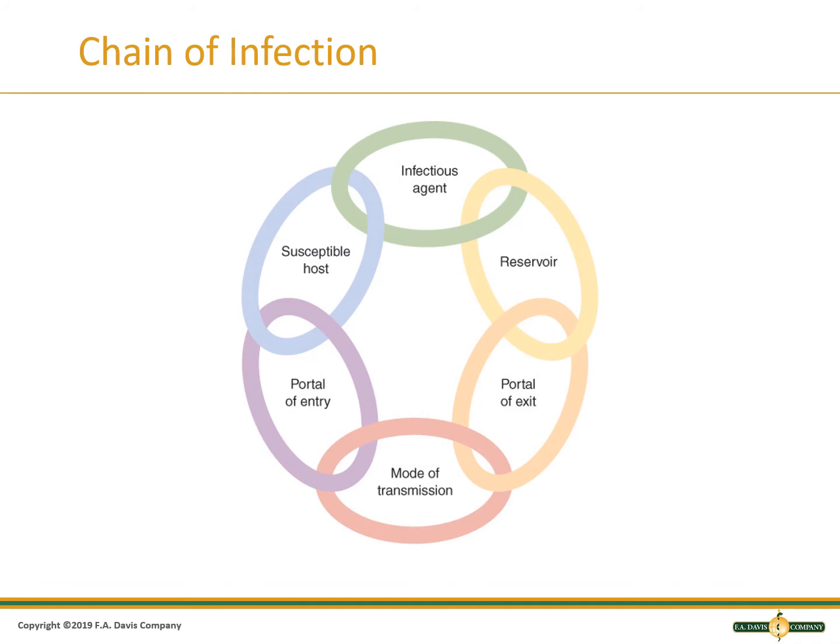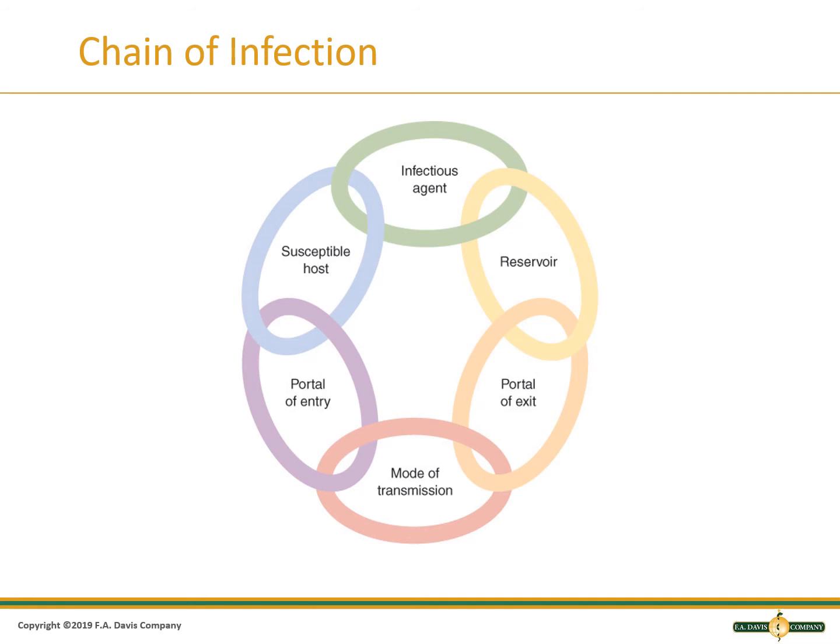So, number one, an infectious agent. That is the causative organism. The reservoir is the place that organism or infectious agent grows. A portal of exit, or method by which the organism leaves the reservoir. A mode of transmission, or vehicle by which the organism is transferred. A portal of entry, or a method by which the organism enters a new host.